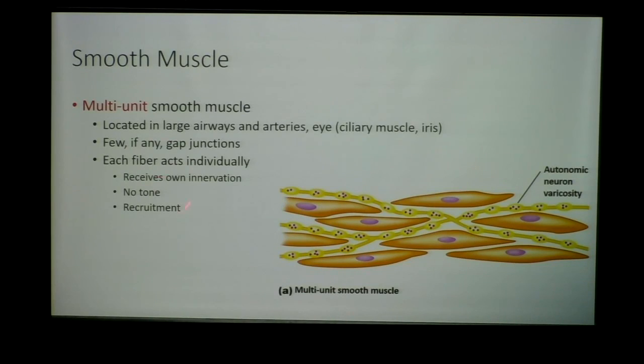We do not see tone with these types of smooth muscle. We do not see pacemaker potentials. So they cannot spontaneously depolarize and they are innervated individually, basically. So innervated individually, no tone exhibited, and we can see recruitment. Now, as we notice, there are no gap junctions, and that is just indicating to us again that these cells are their own individual units, okay?